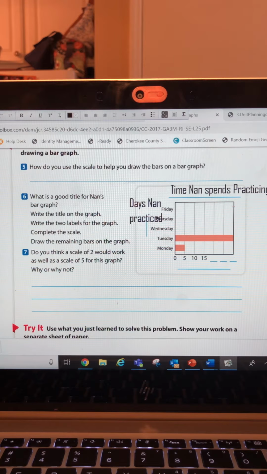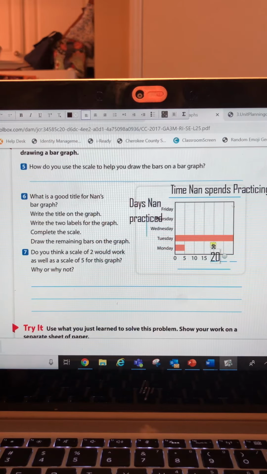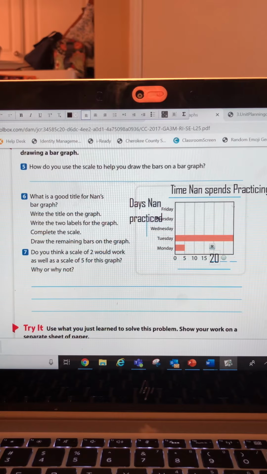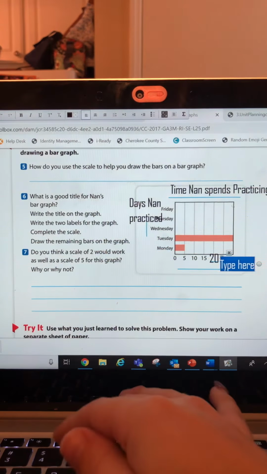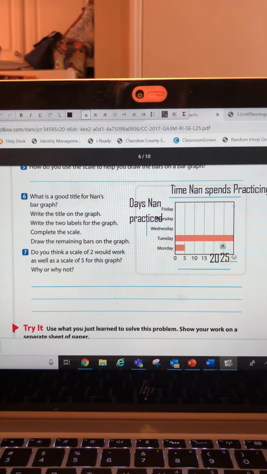So our scale was skip counting by fives. So 0, 5, 10, 15, 20. What's next, ladies? 5, 10, 15, 20, 25. So after 25, 30.